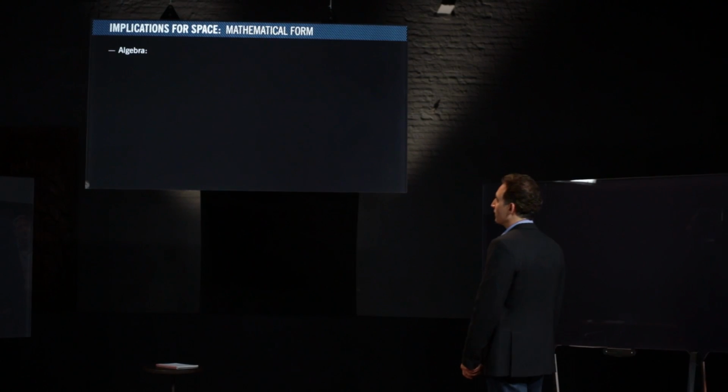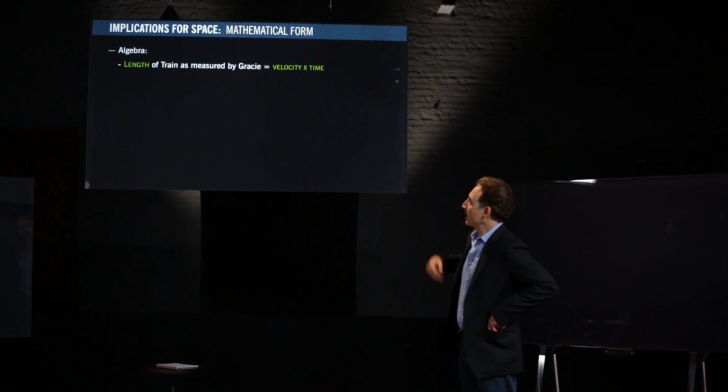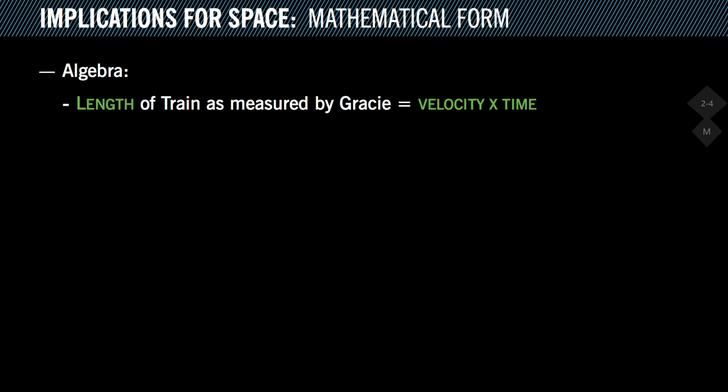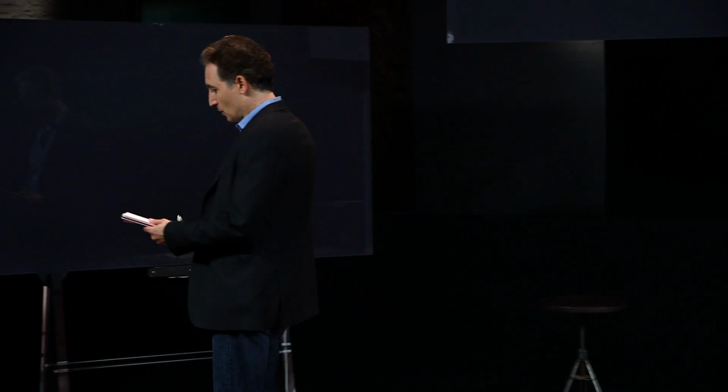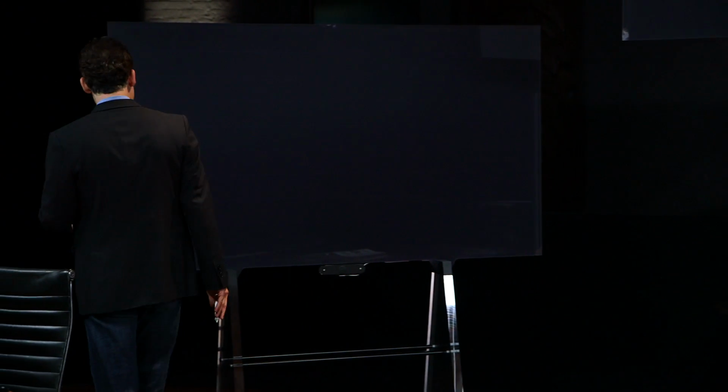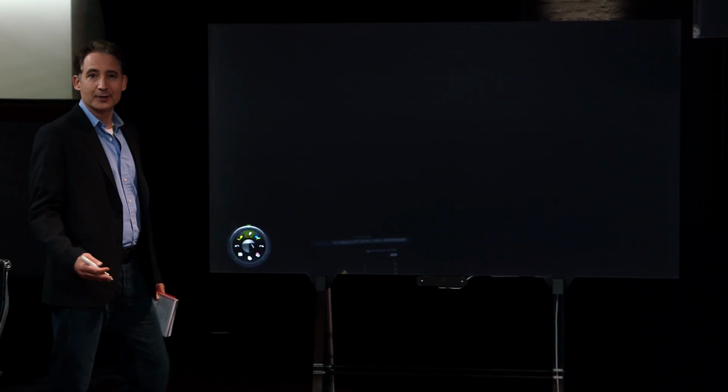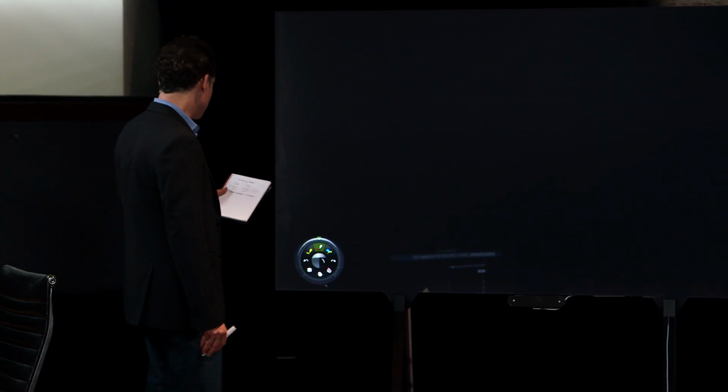Well, we're going to do a little bit of algebra, simply making use of Gracie's approach for measuring the length of the train, and we'll compare that to a similar calculation that George could do. We'll see that George's answer will always be different from Gracie's. Gracie's answer is going to be shorter than George's if she's watching him rush by.